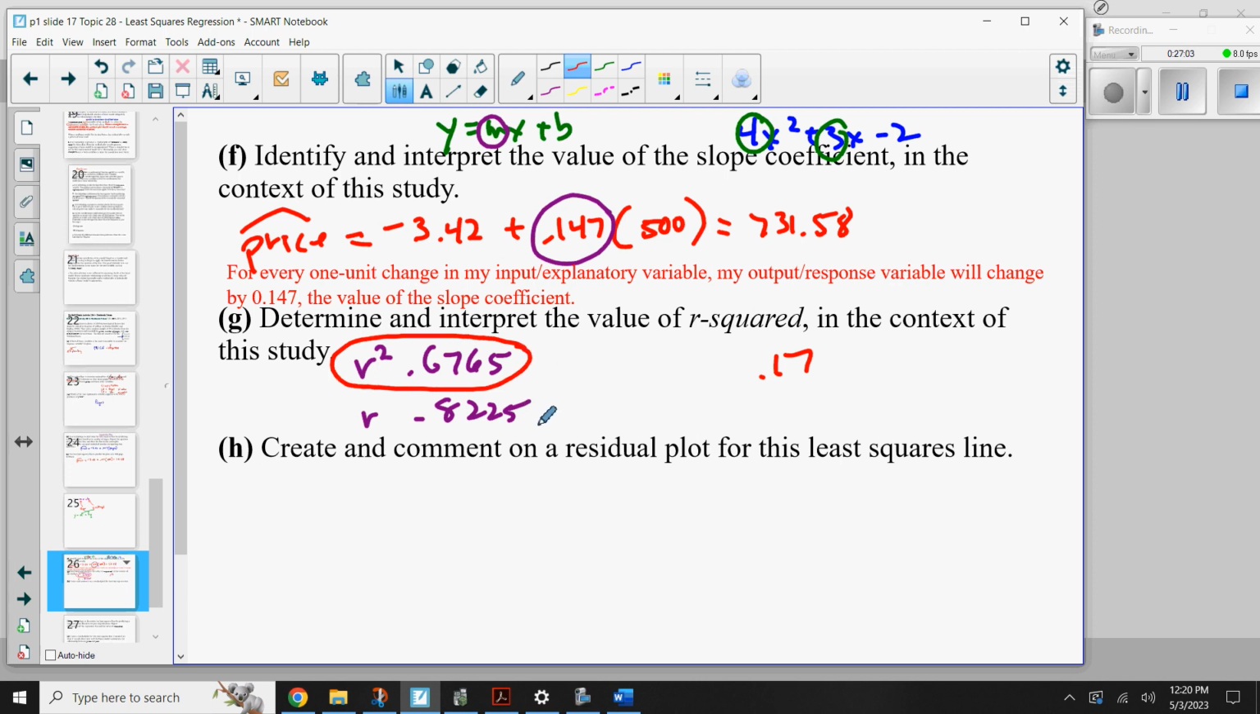We know that it's a positive correlation because our R is positive. R squared is always going to be positive, and R squared is always going to be between 0 and 1. R is always going to be between -1 and +1.